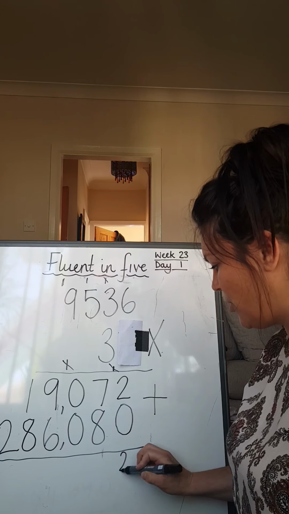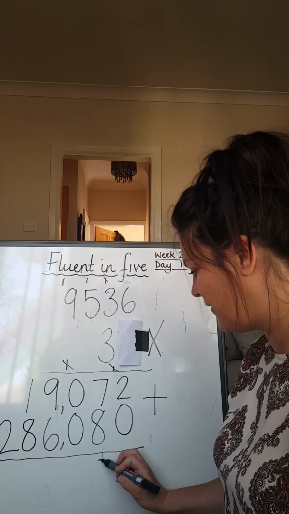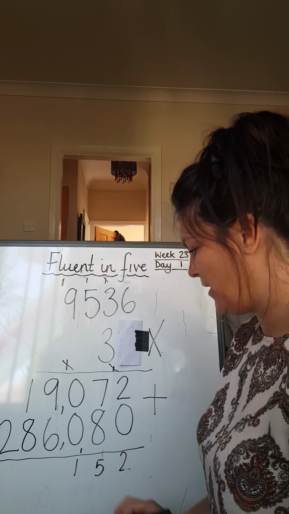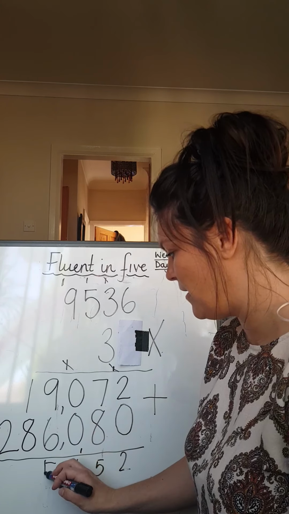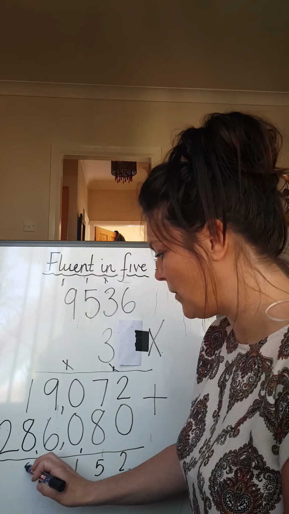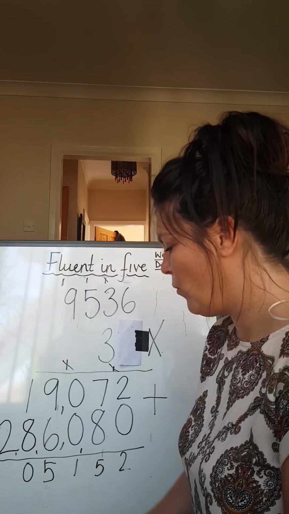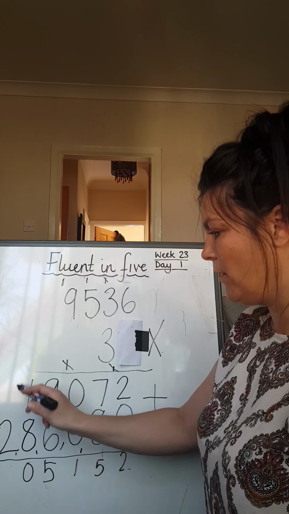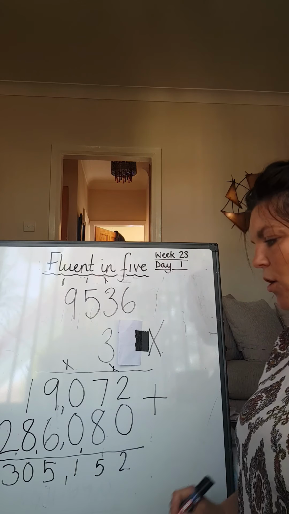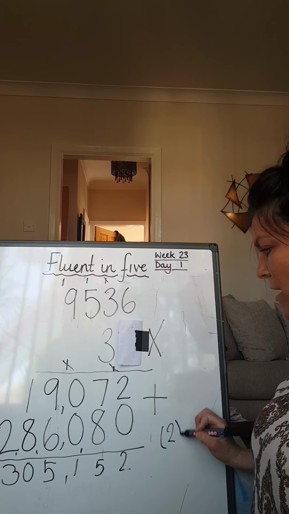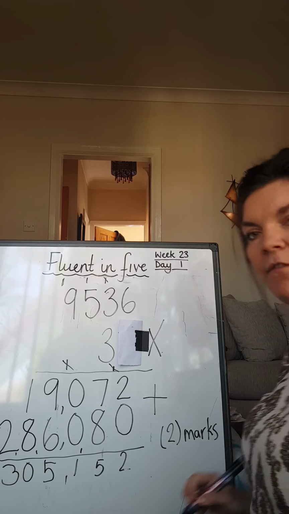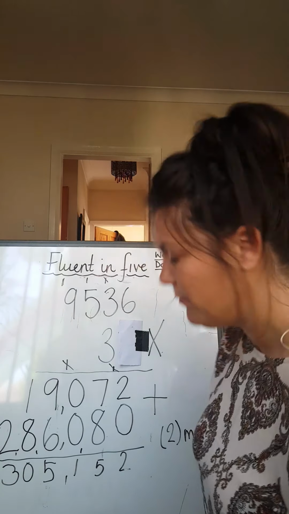2 add 0 is 2. 8 add 7 is 15. 5 in the box, 1 on the doorstep. 0 add 0 add 1 is 1. 9 add 6 is 15. 5 in the box, 1 on the doorstep. 8 add 1 is 9. Add the extra 1 is 10. 0 in the box, 1 on the doorstep. And 2 add nothing, add 1 is 3. So the answer for 2 marks is 305,152. Well done if you got that.